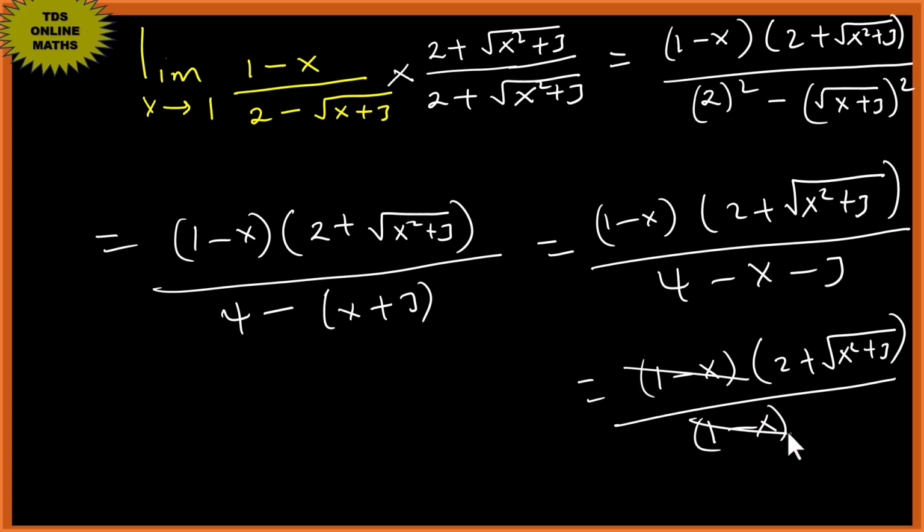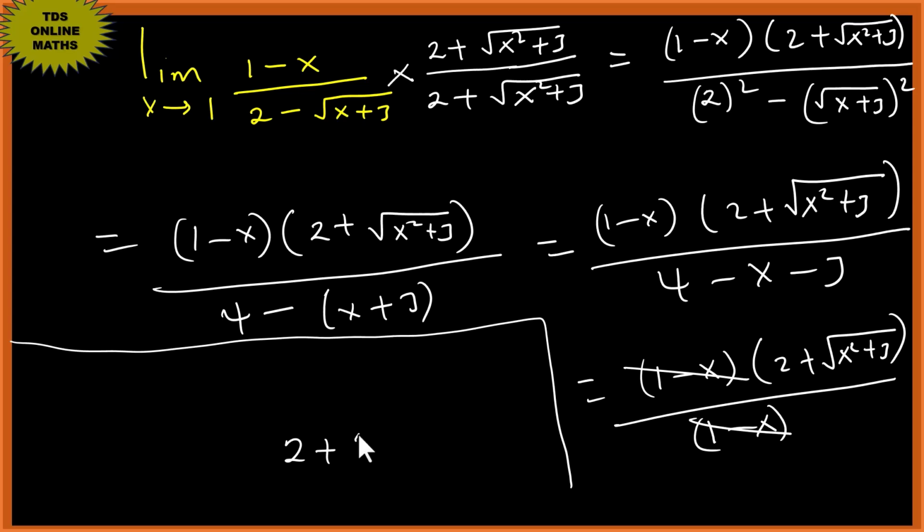This one will cancel. So I will have 2 plus square root of x squared plus 3. So the limiting value is 1. So 1 squared is 1 plus 3 is 4. So we have square root of 4 as 2. So the answer is 4.